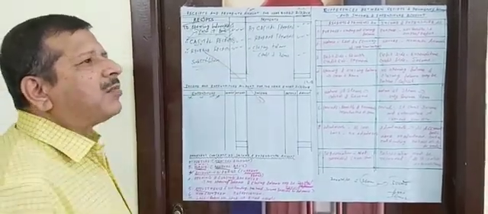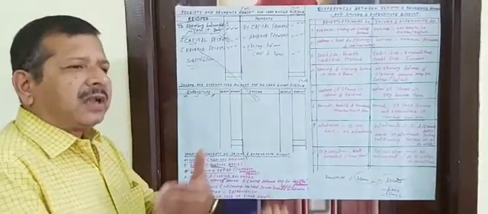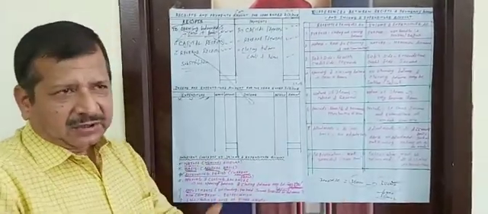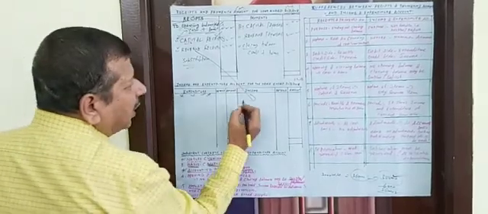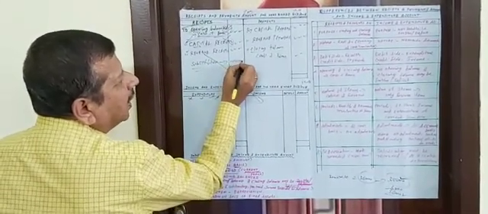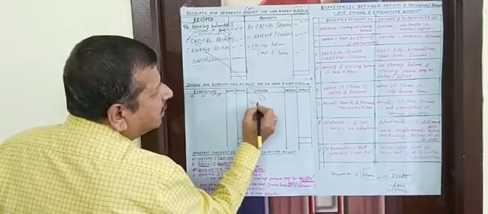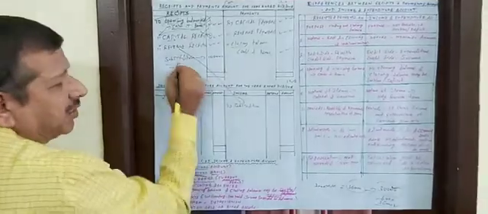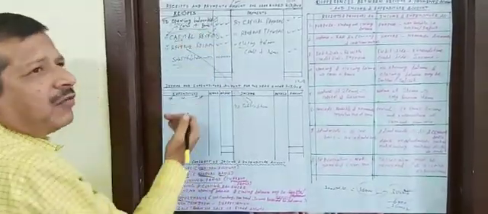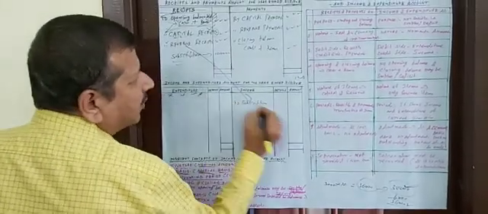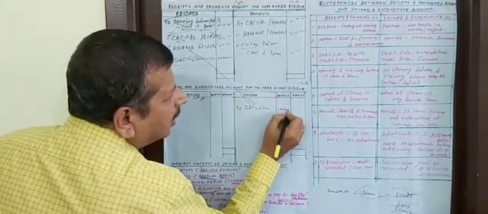Subscription means the amount which is being received by the organization every year from the members. Members have to pay the subscription. Suppose the subscription amount here is 1 lakh. So this subscription I will be recording here. This is one of the revenue receipts. There will be so many revenue receipts. I am giving one sample, one example. This subscription 1 lakh I am recording.